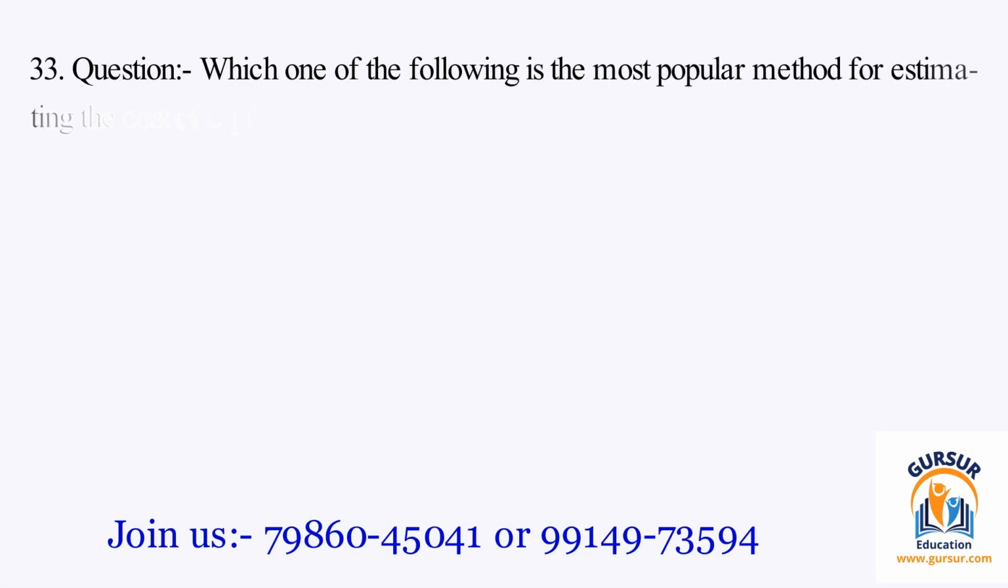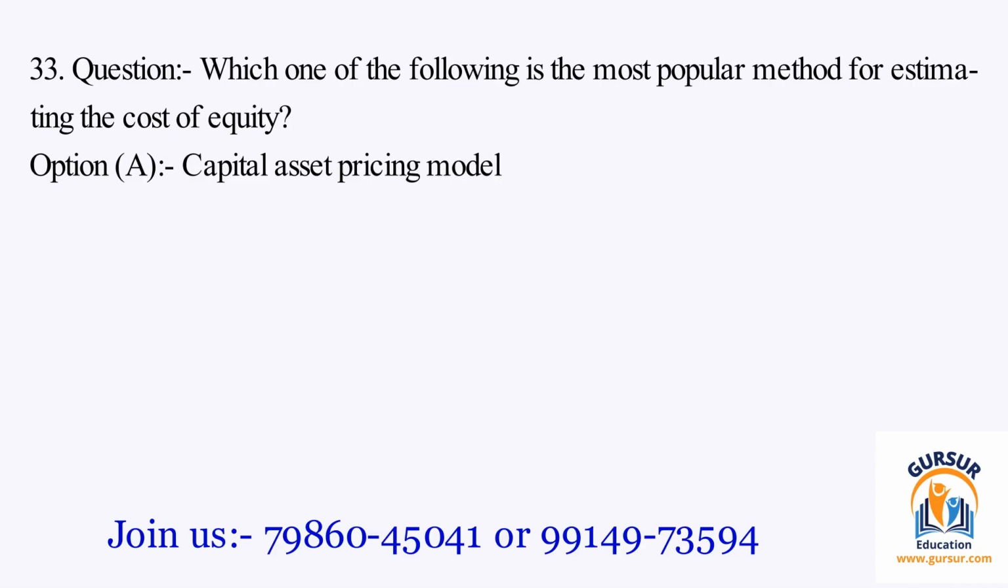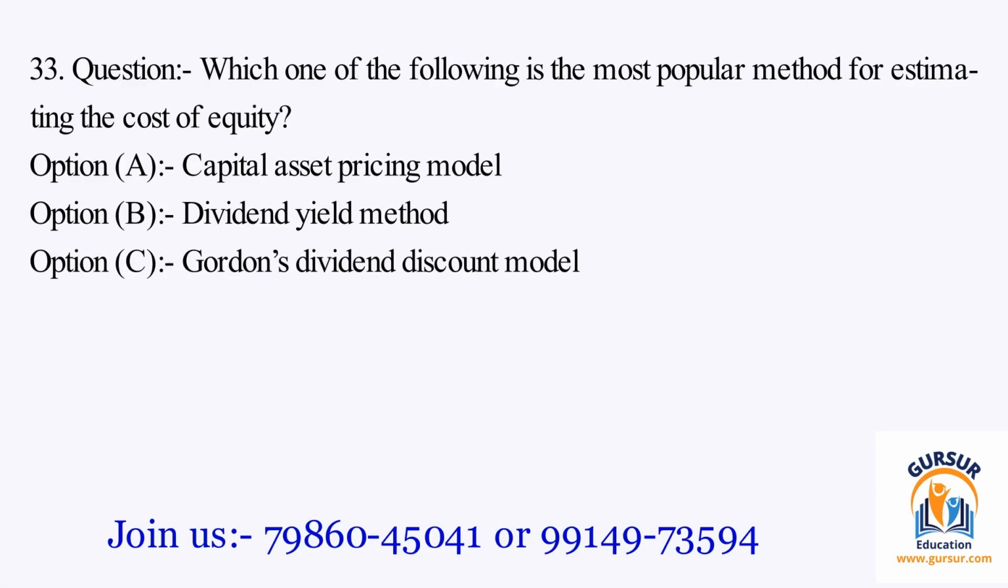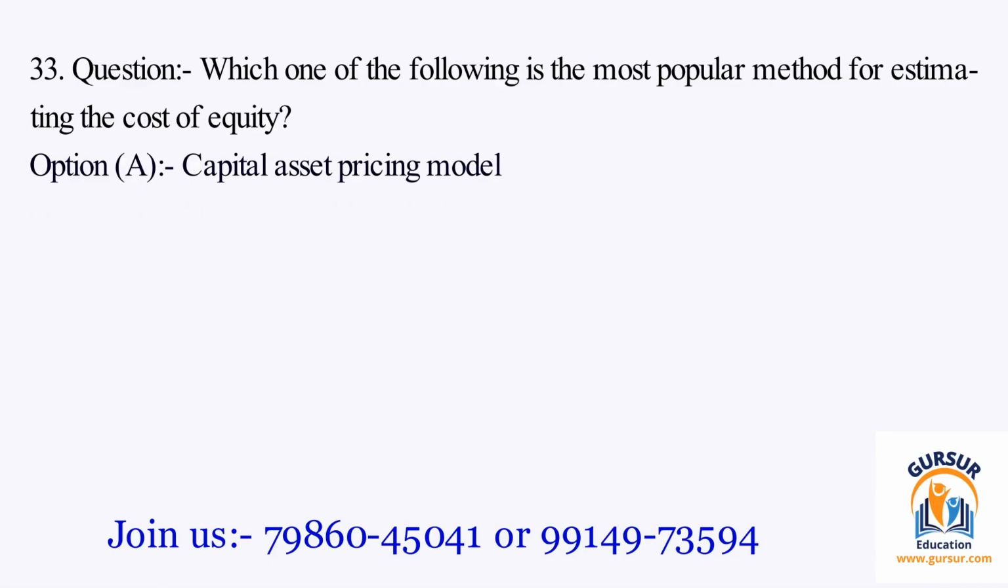Question number 33. Which one of the following is the most popular method for estimating the cost of equity? Option A is capital asset pricing model. Option B is dividend yield method. Option C is Gordon's dividend discount model. Option D is earnings yield method. The right answer of the question is option A, and that is capital asset pricing model.